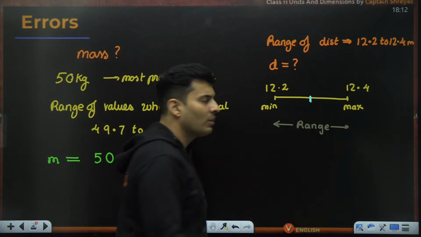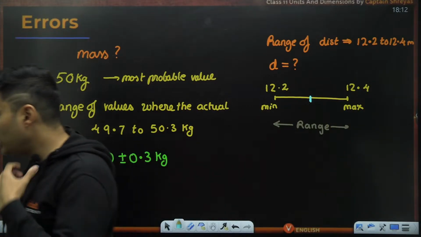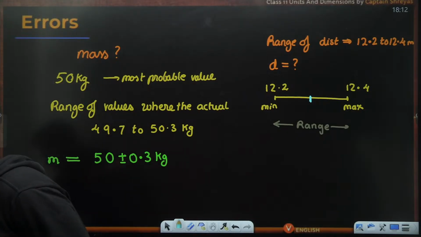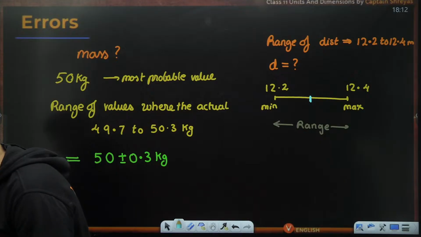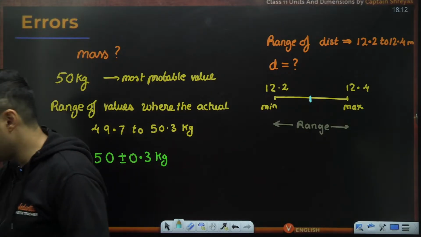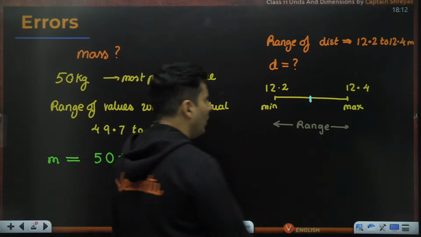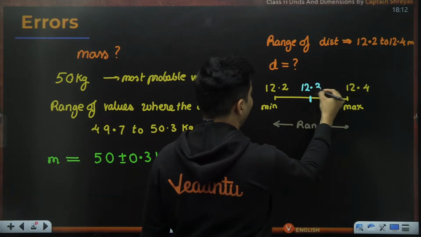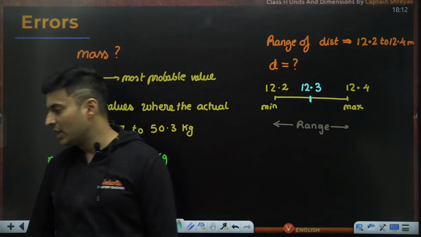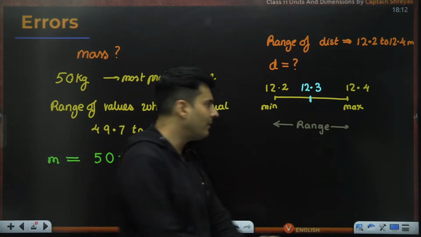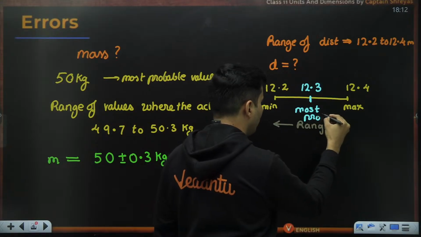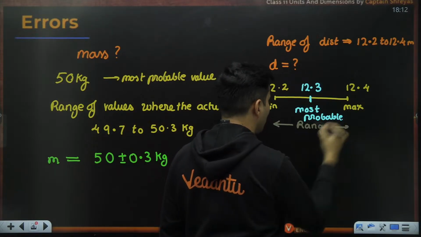What will this value be? Quickly spam in the chat box. Exact middle number. Yeah, exact middle number. Come on, my dear students. Yes, my dear warriors. Come on, Ashish, Ravya, Abhijit, Ashwin, everyone. Yes, it will be 12 point, how much? It will be 12.3. That is the exact middle value. Very good. And that will be our most probable value.